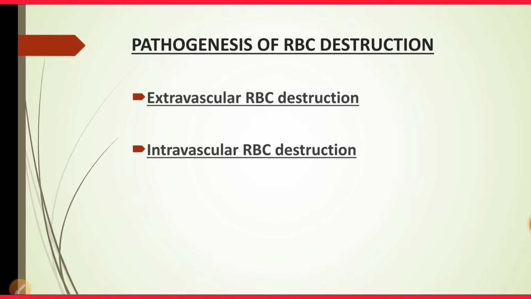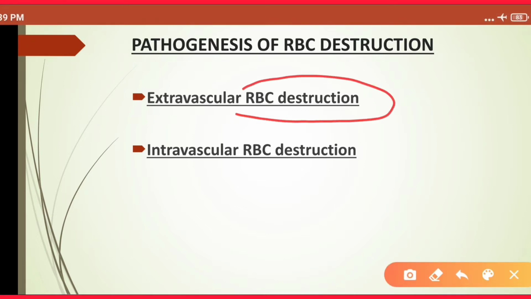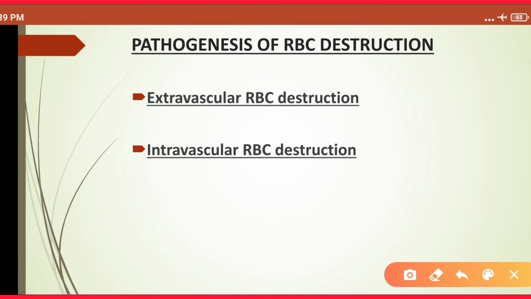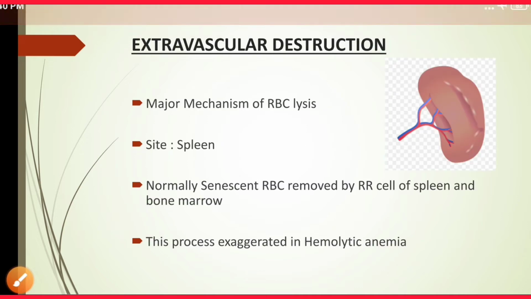Okay. So guys, now we will cover the pathogenesis of RBC destruction. Until now, we have discussed the definition, right? As far as the pathogenesis is concerned, red blood cell destruction, meaning hemolysis of the red blood cell, can occur outside the vessel or within the vessel. If it is within the blood vessel, then it is known by the name intravascular hemolysis. And if it is outside the vessel, particularly in the spleen, then it is known by the name extravascular hemolysis. So according to the site of RBC destruction, we can divide hemolytic anemia into extravascular and intravascular categories. This is the traditional classification of hemolytic anemia.